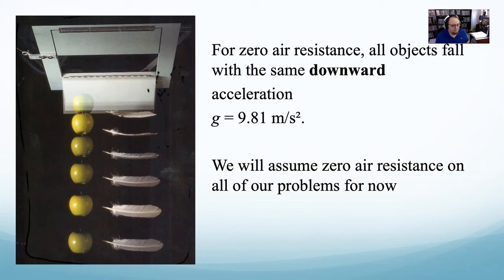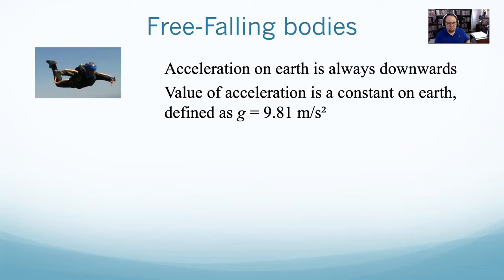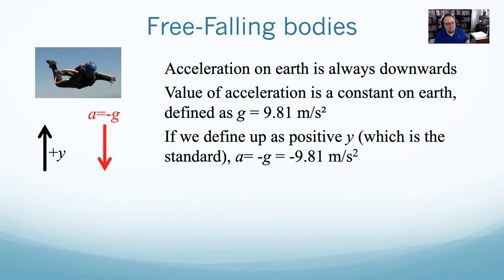Yes. Isn't the G supposed to be negative if it's falling? Nope. That's what I said. G is a positive number. Your acceleration, okay, I went too far. Your acceleration is a negative G. But G itself is a positive number. Got it. Okay. Yeah. All right.